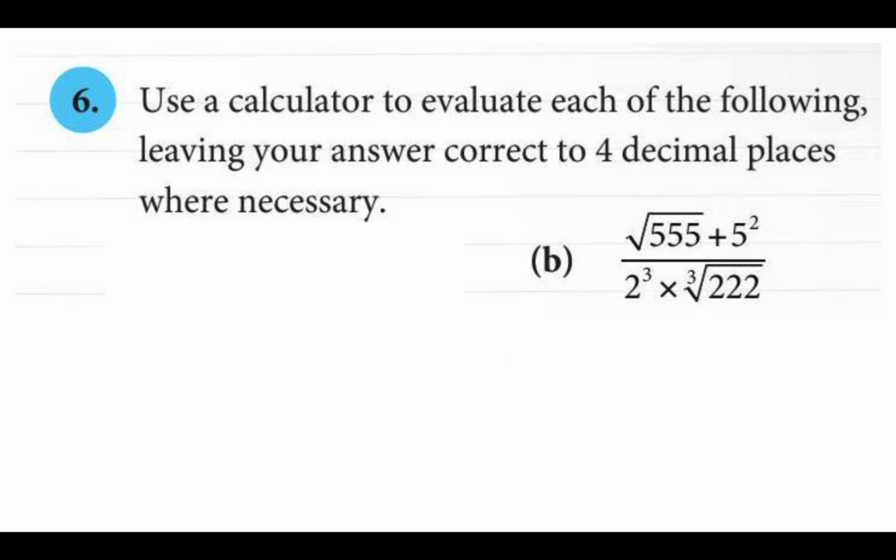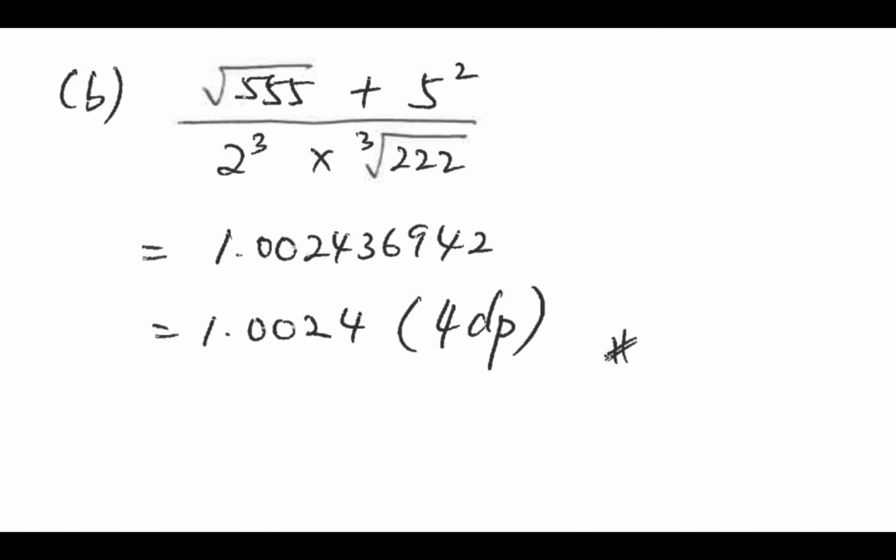Right, so here's another question, a different kind. This time round is to practice using the calculator to evaluate square root and cube root. Nothing too complicated here, just use your calculator carefully. You will get 1.002436942. That's the entire string that is displayed on your calculator. The question wants us to write it in 4 decimal places. So that will be equal to 1.0024.